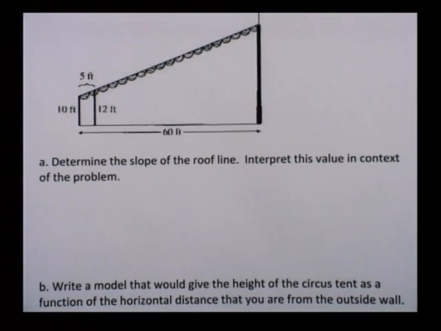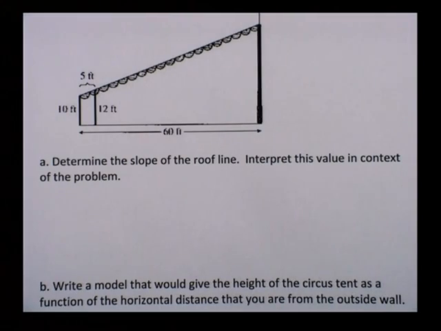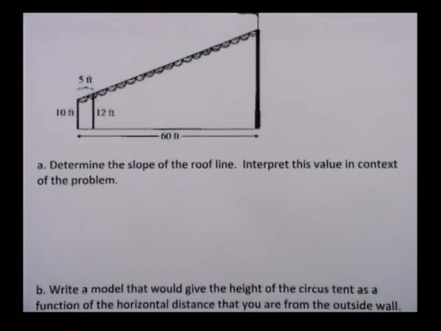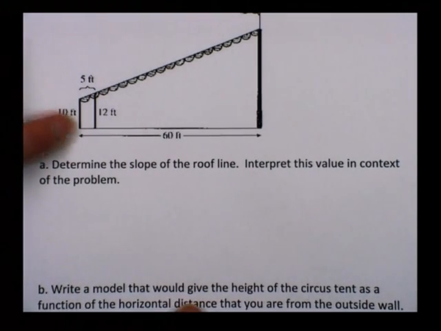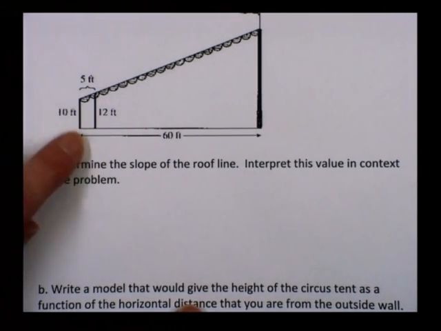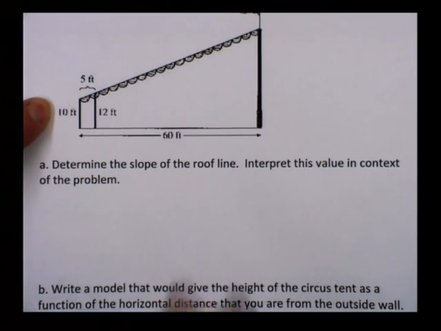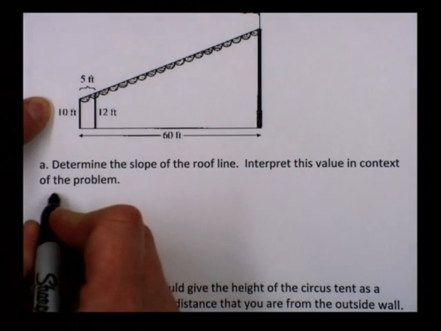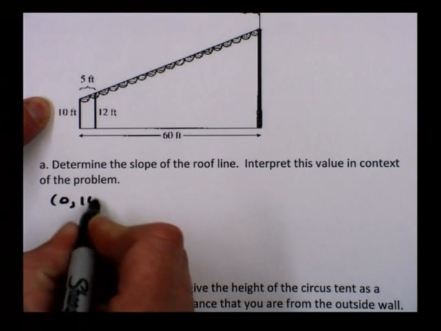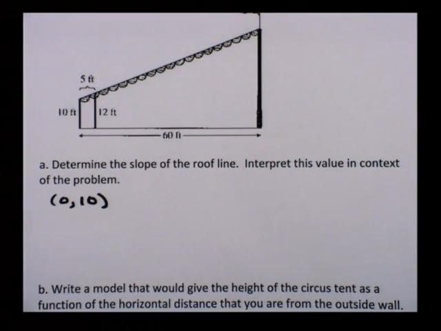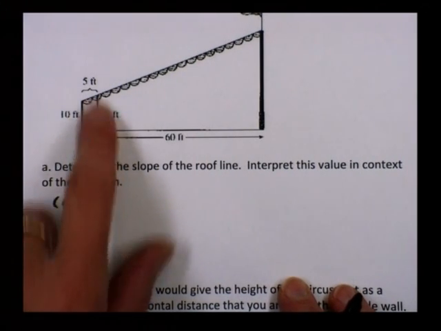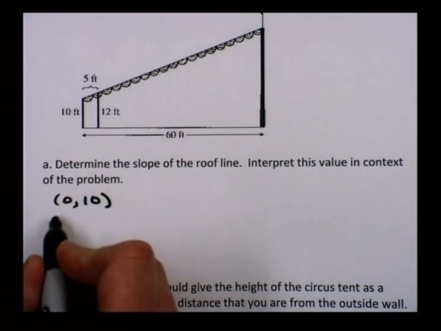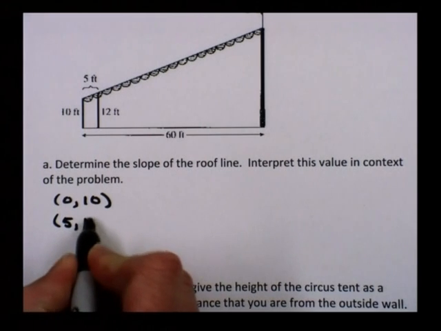The first thing we're going to do is determine the slope of the roof line for this particular tent. To do that, I'm going to gather 2 points. I'm going to take the outside point right here, which occurs 0 feet from the outside, and the wall is 10 feet high. So there's my first point, 0, 10. My second point I'm going to find is when I go 5 feet in, it's 12 feet high. So there's my second point, 5, 12.